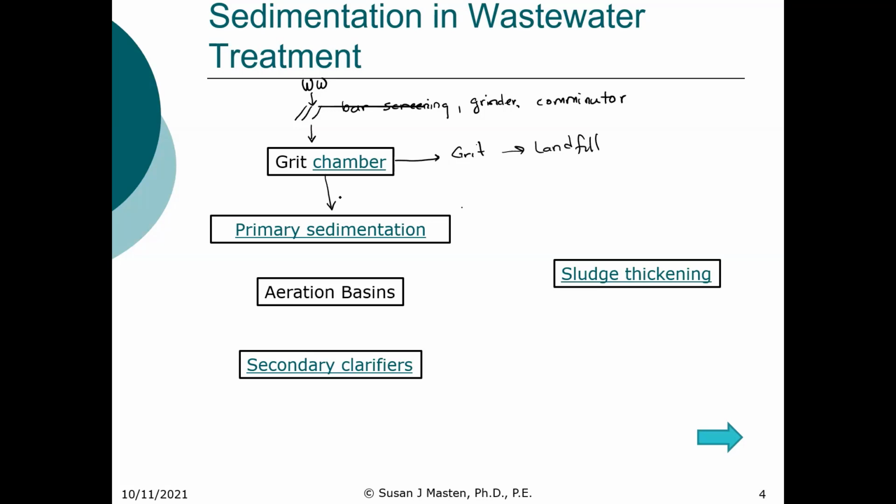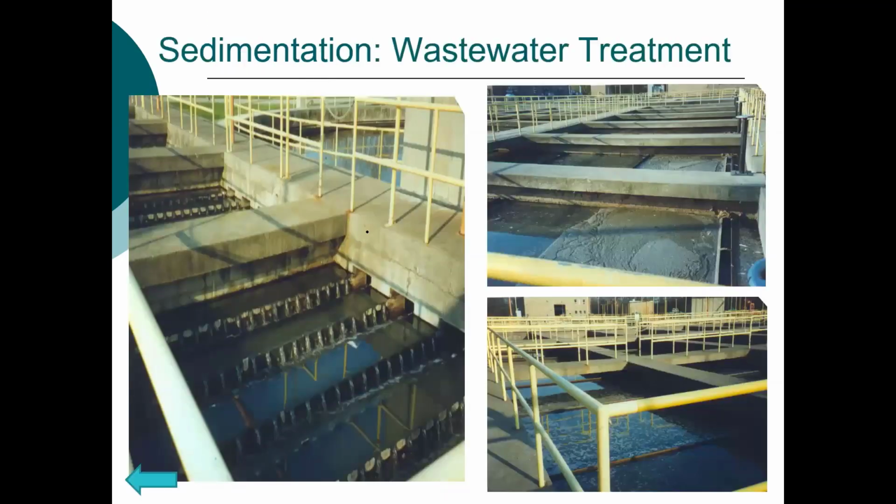The effluent then goes to a primary sedimentation basin. These are the primary sedimentation basins from the East Lansing wastewater treatment plant. And here we have a launder. So this is our launder right here. We have a notched weir, and the water flows over the notched weir into the launder, would then flow into a main collection channel.